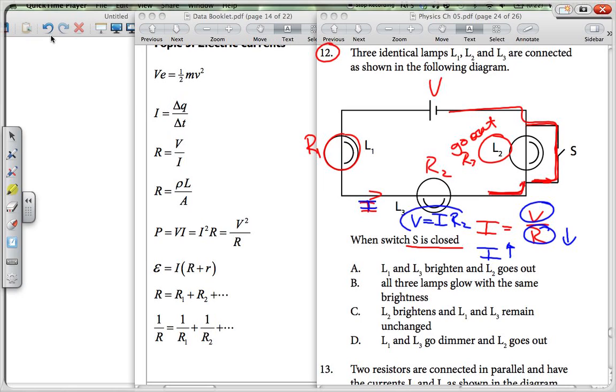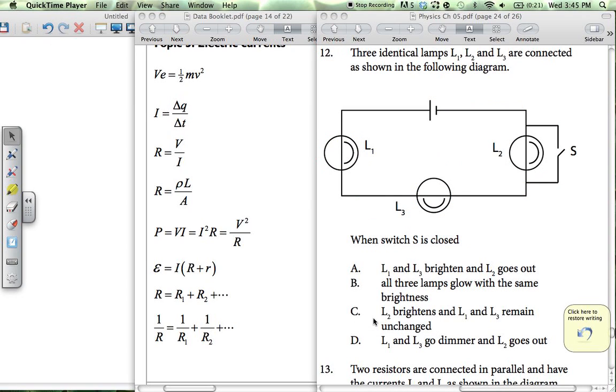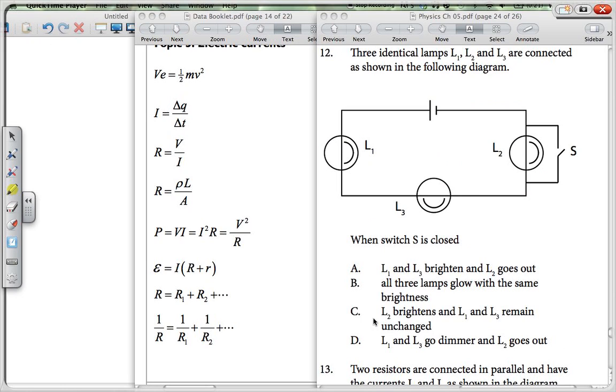This is actually going to become bigger, so you're going to get a bigger energy drop as you go through. So these light bulbs L1 and L3 are actually going to burn brighter. They will be brighter. This one will switch off. So let's have a look and see. We're going to get L1 and L3 will brighten, and L2 goes out. So A would be correct.